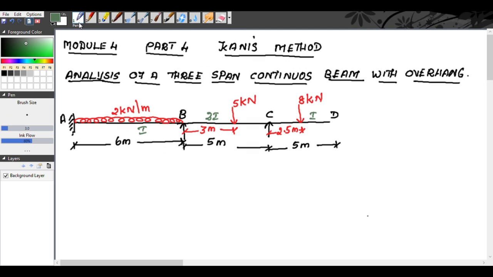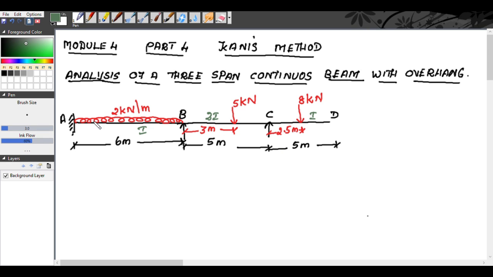Welcome everybody once again. So we are in our fourth module. We are studying about the Kani's method. So today in Kani's method we are going to analyze a 3-span continuous beam with overhang. So this is our given problem.